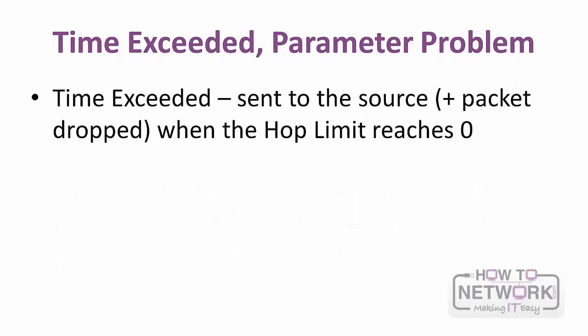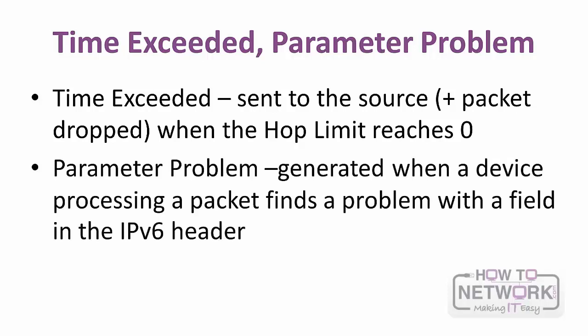Before a router forwards an IPv6 packet, it decrements the hop limit field by 1. If the hop limit results in a 0, the packet is dropped and an ICMPv6 time exceeded message is sent to the source. This is an insurance mechanism against routing loops used by the traceroute utility to help determine the path of routers to the destination. An ICMPv6 parameter problem error message is generated when a device processing a packet finds a problem with a field in the main IPv6 header or an extension header and has to discard the packet.